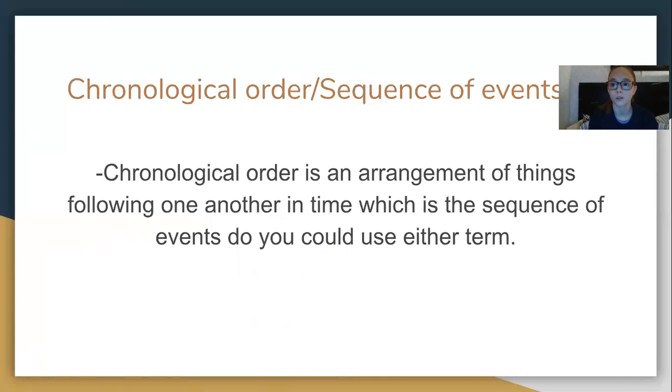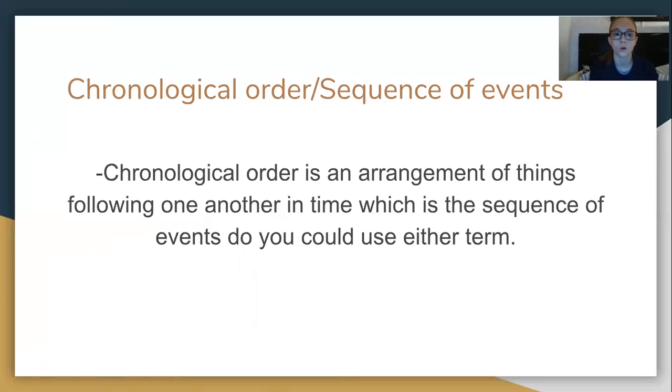Let's talk about the chronological order, the sequence of events. Chronological order is an arrangement of things following one another in time, which is basically the sequence of events. So you can either say chronological order or sequence of events. It's the same thing. It's what happens, one event happens after another.